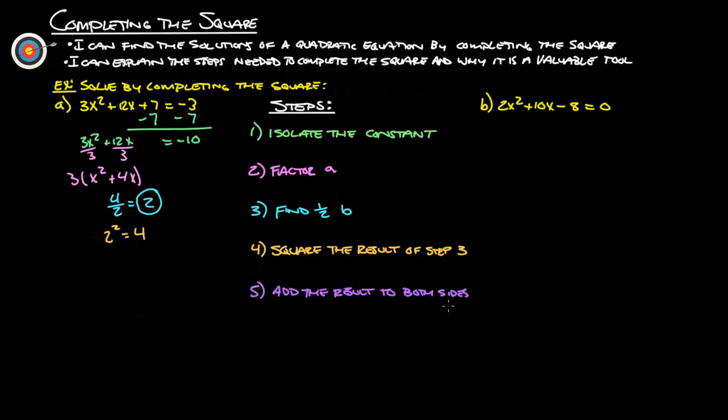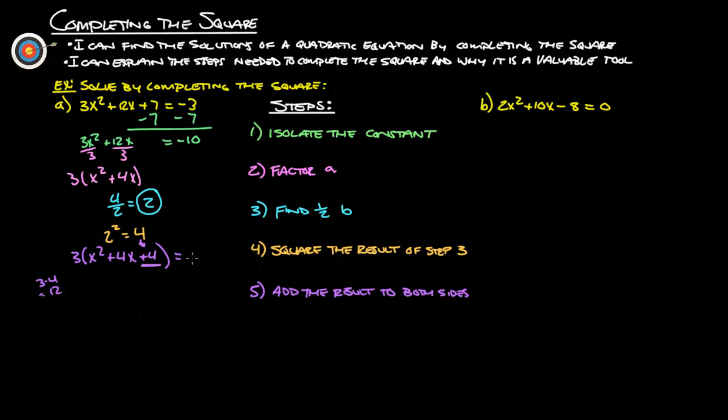Okay, now we're going to add that result to both sides. So now here's where it's a little bit weird. So we have this 3 times x squared plus 4x. And what we're going to do is take this 4 and add it in right here. Okay, so really, if you look at it, what did we actually add to this side? Because this whole thing needs to be multiplied by 3. So really, this is 3 times 4, which is 12. So we actually added 12 to this side.